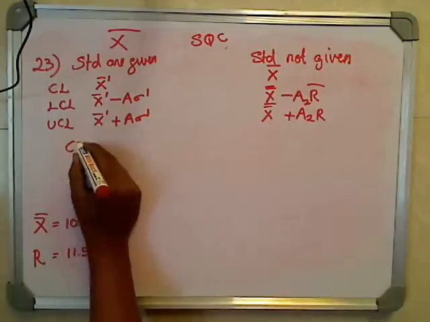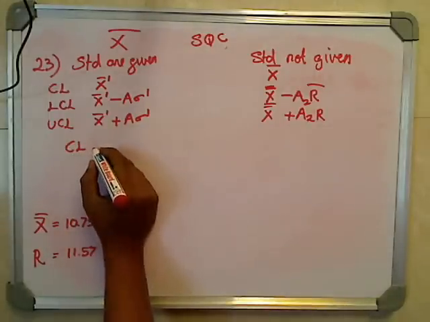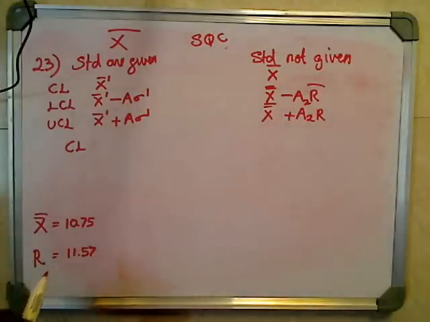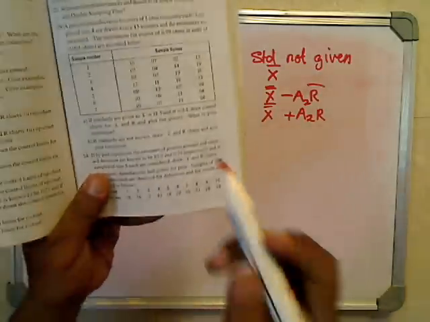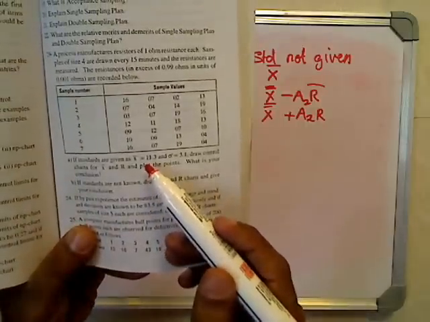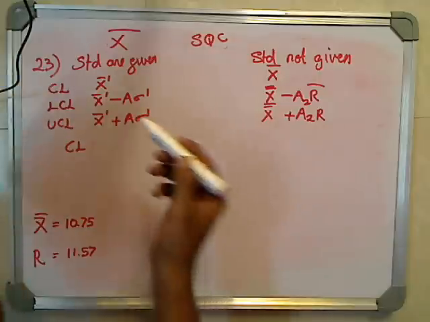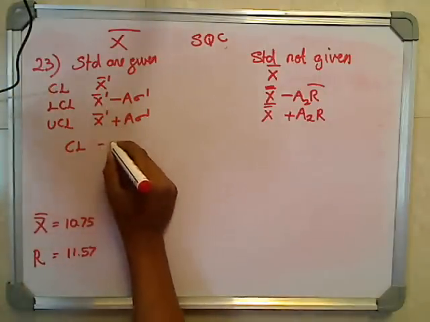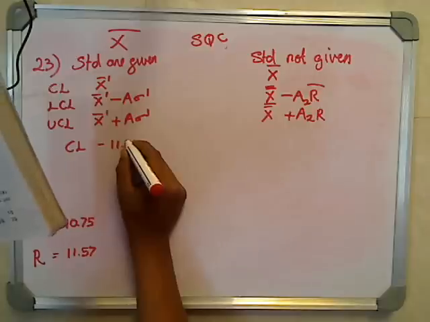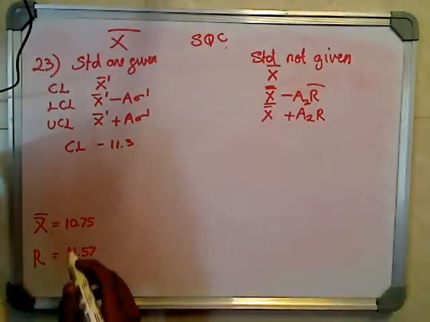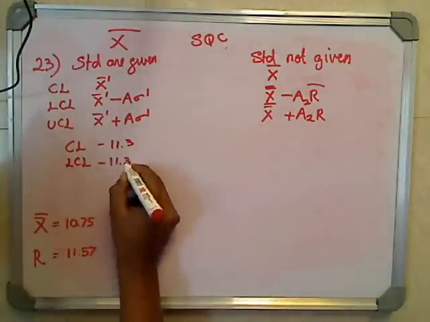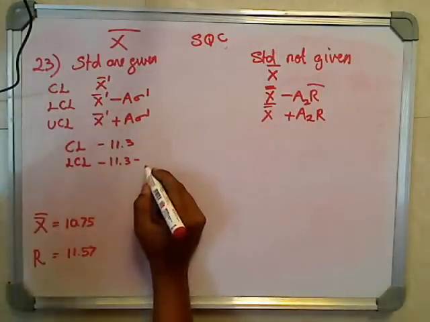Firstly, the control limit CL is a very easy value to find. In fact, CL is already given in the problem. If you remember, in the problem here, you have 11.3, which is mentioned in the problem itself. 11.3, in fact, matches this. Okay, so CL happens to be 11.3, and then the lower control limit LCL is 11.3 minus A.